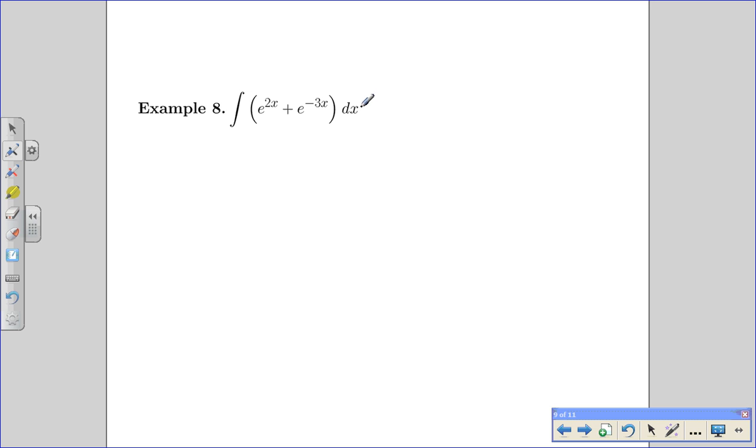So I'm going to pick two different u's. The first thing I'm going to do is rewrite this as the integral of e to the 2x dx. And again, I'm going to leave a space in here so that I can fix my integral, plus the integral of e to the minus 3x dx. And again, I'm going to leave a space in here so that I can fix my integral.